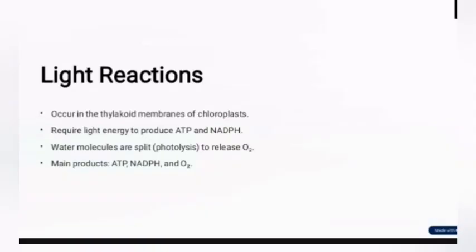So the light dependent reaction occurs in the membranes of the chloroplast called thylakoid. So it occurs in the thylakoid membranes of the chloroplast. It requires light energy to produce ATP and then an electron carrier called NADPH. So light reaction uses energy from the sunlight. Let me explain this a little more in detail.